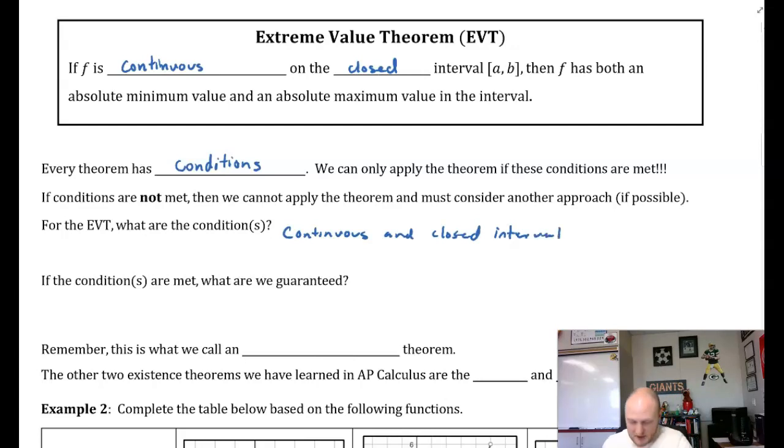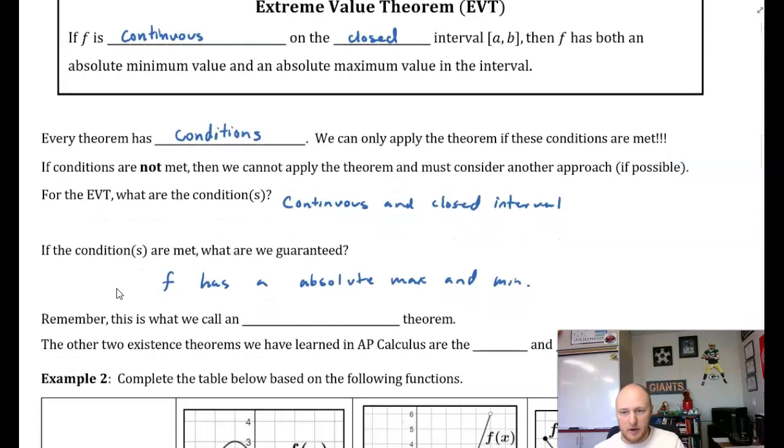Okay, so if these conditions are met, what are we guaranteed? We are guaranteed f has an absolute max and minimum. Okay, so if I can satisfy these two conditions, they are. What if they are not met? Well, if they're not met, then I can't guarantee anything.